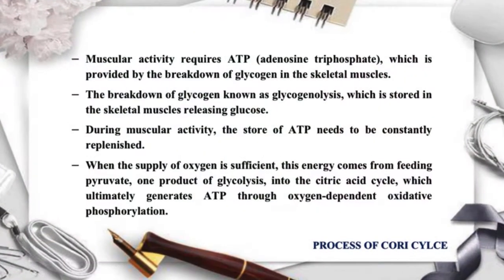So, muscular activity requires ATP, which is provided by the breakdown of glycogen in skeletal muscle. The breakdown of glycogen, known as glycogenolysis, is stored in the skeletal muscle, releasing glucose. During muscular activity, the stock of ATP needs to be constantly replenished. When the supply of oxygen is sufficient, the energy comes from feeding pyruvate, one product of glycolysis, into the citric acid cycle, which ultimately generates ATP through oxygen-dependent oxidative phosphorylation.